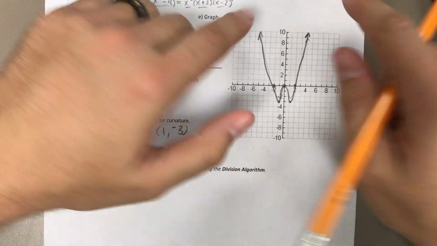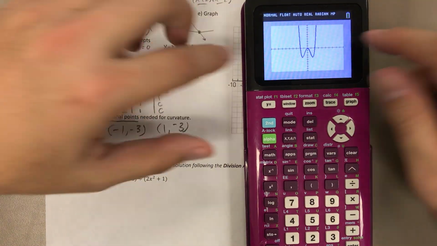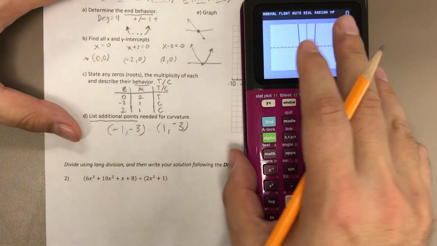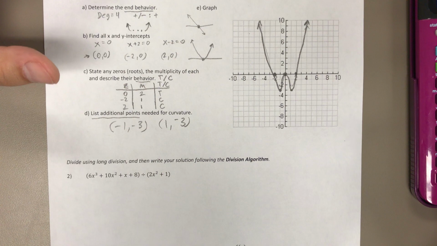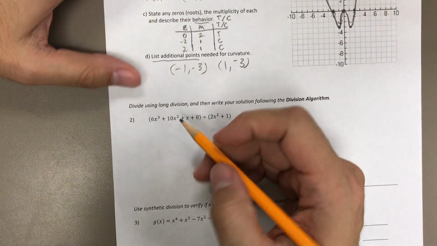So are they pointing up? Are they pointing down? It's based off the graph. That's why you can graph it out and tell how it's going to look. See how it points up to the right and then up to the left? That's the end behavior. So you can always check your work by graphing it out too and interpreting it that way. All right, next we're going to do long division.